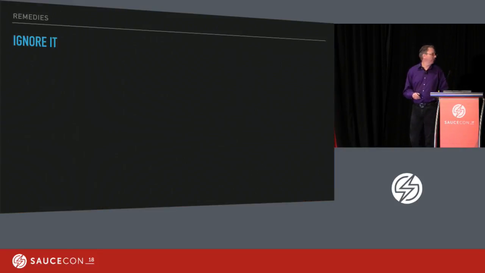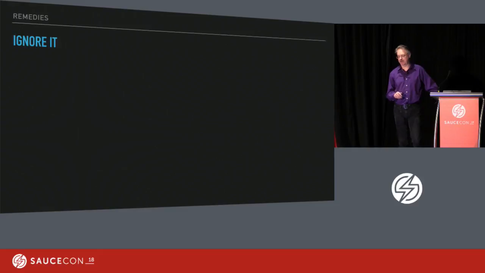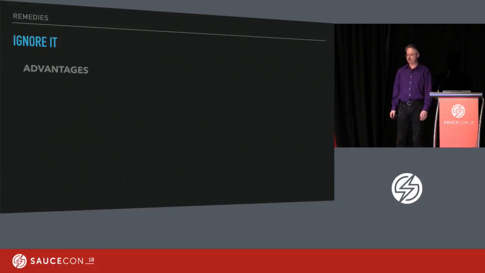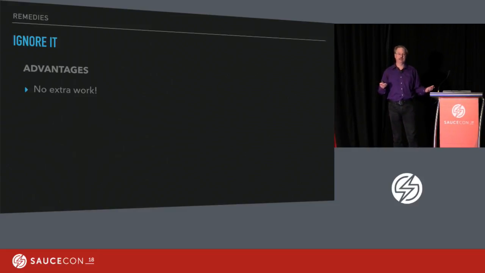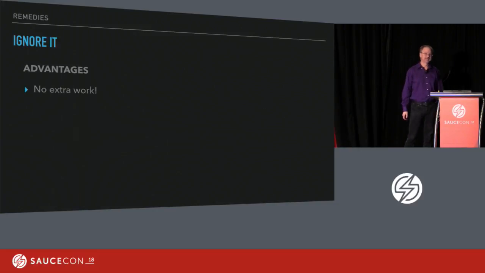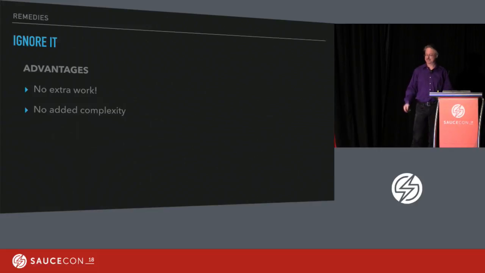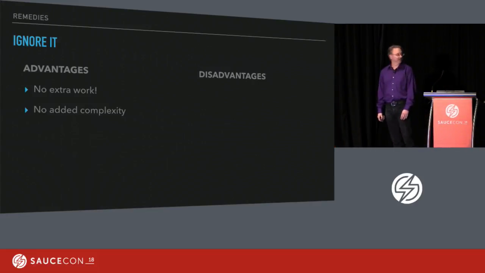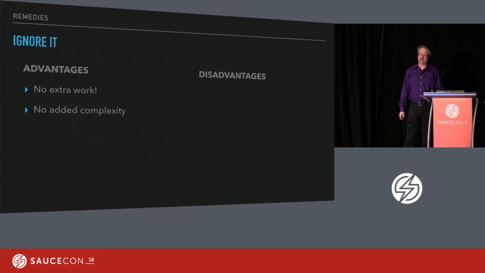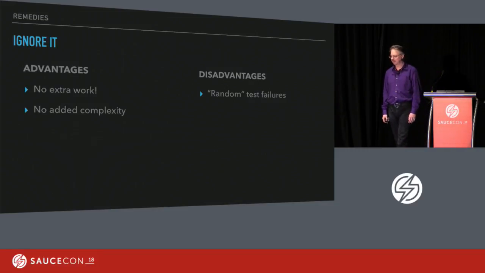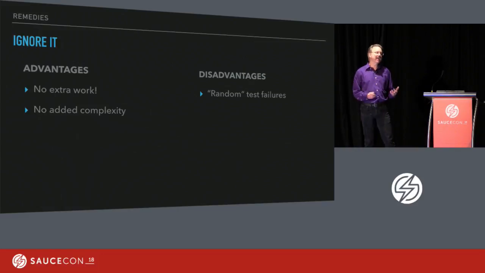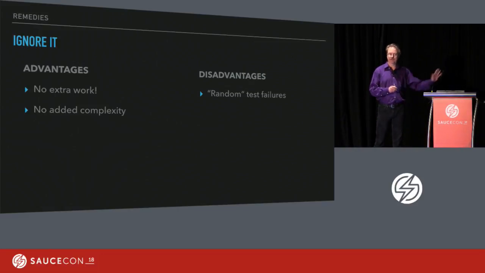So what if we ignored it? What would be the sort of pros and cons of that? Well, there's a few advantages, like there's no extra work for us to do. There's no added complexity in our tests. All right, so that sounds really good. But there's probably some disadvantages to this. I'm feeling that some people are guessing there might be some disadvantages to this, right? Well, we may have some random test failures due to these third-party dependencies. And random, by the way, there is no such thing as a random test failure.